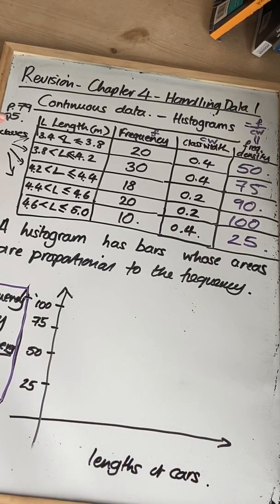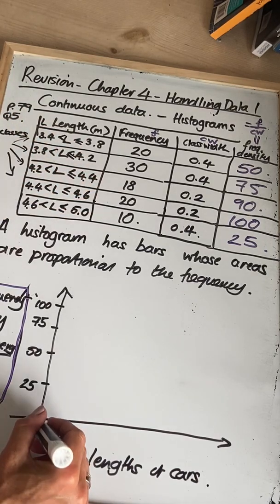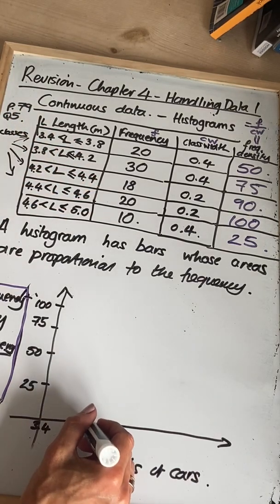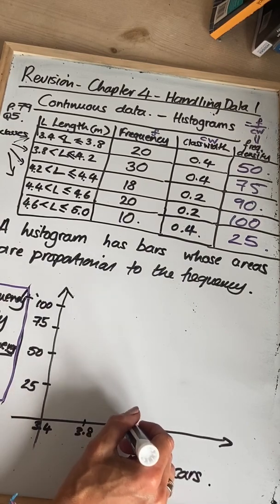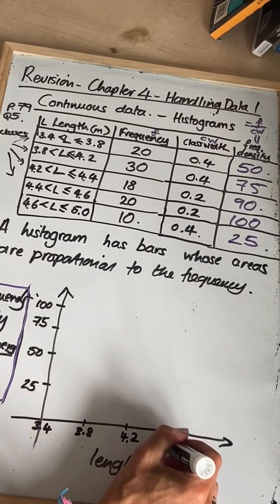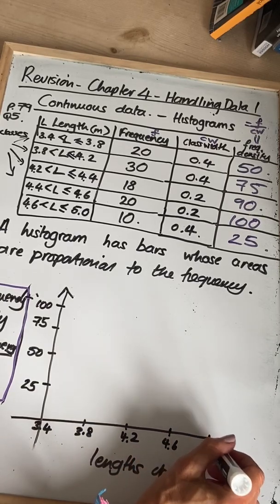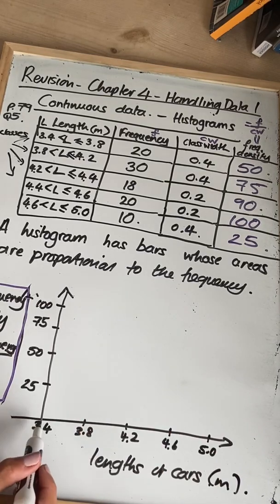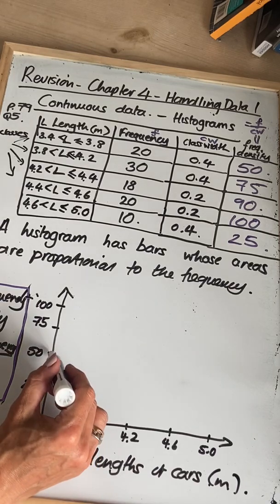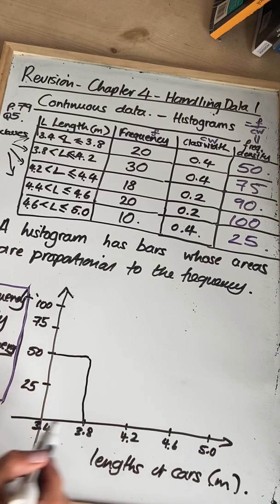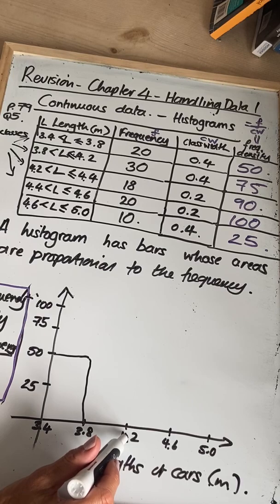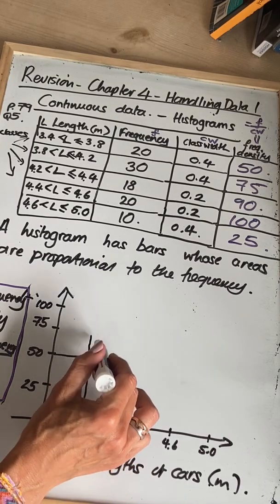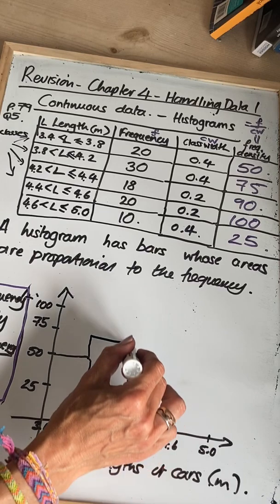Okay, now my lengths of cards start at 3.4 and finish at 5. So 3.4, I'm going to go 3.8, 4.2, 4.6 and 5, and they're measured in meters. Okay, so my frequency density for the 3.4 to the 3.8 class is 50. So I'm going to draw it up to there. My frequency density for my 3.8 to 4.2 class is 75. 3.8 to 4.2. There we go at 75.